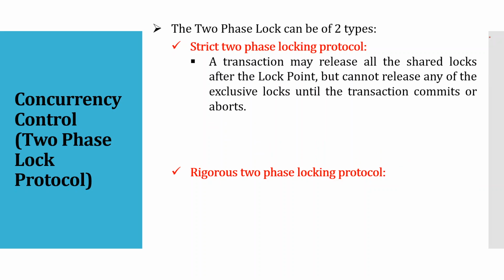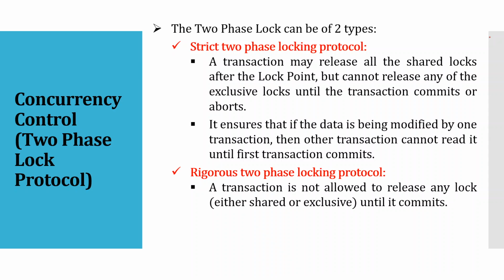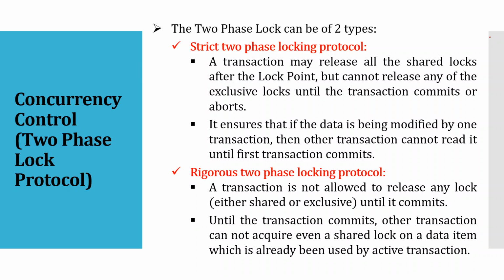Right, so a transaction may release all shared locks in execution, but cannot release an exclusive lock until the transaction is committed or aborted. So none of the data is modified in between, and rigorous means none of the locks are allowed to be released until the transaction is getting committed. So these are the two types of two-phase lock protocol.